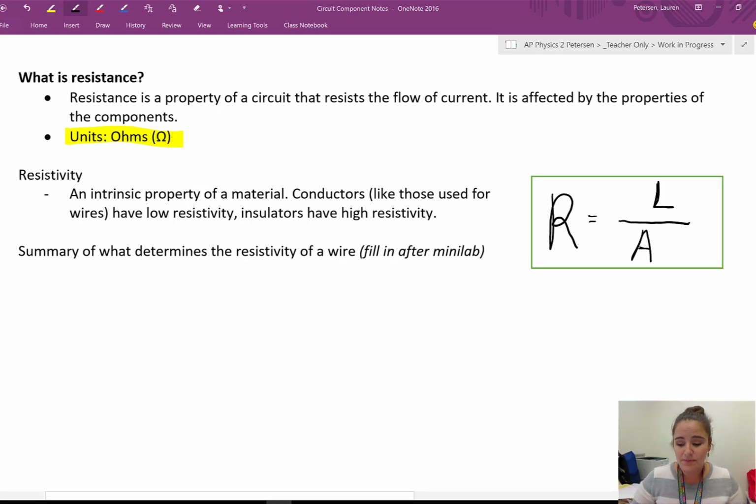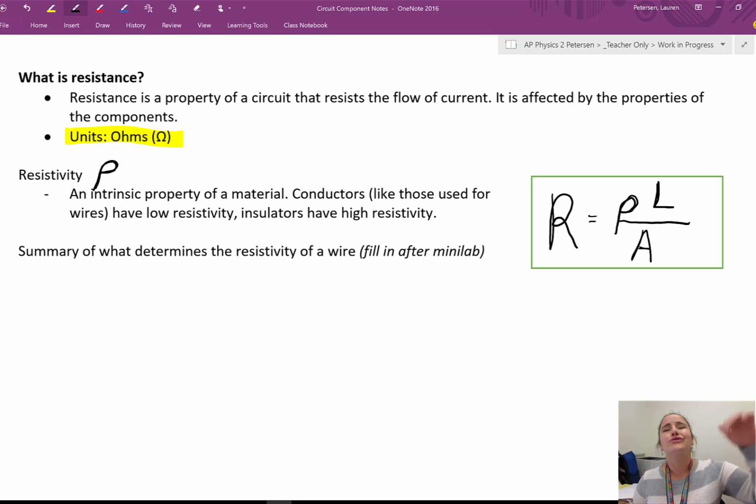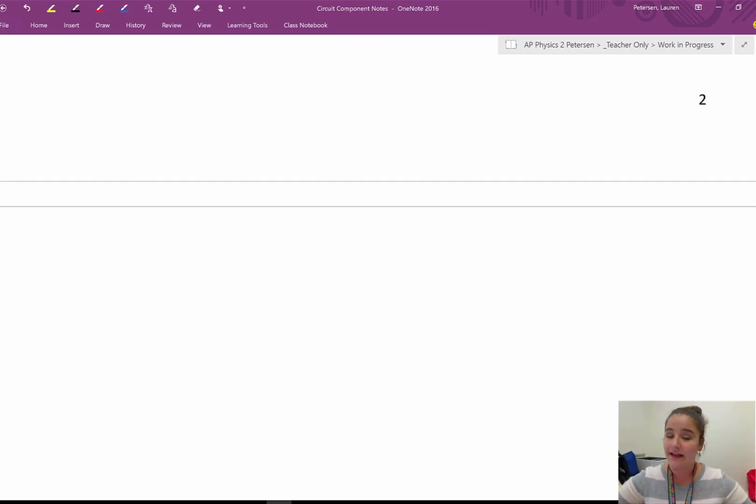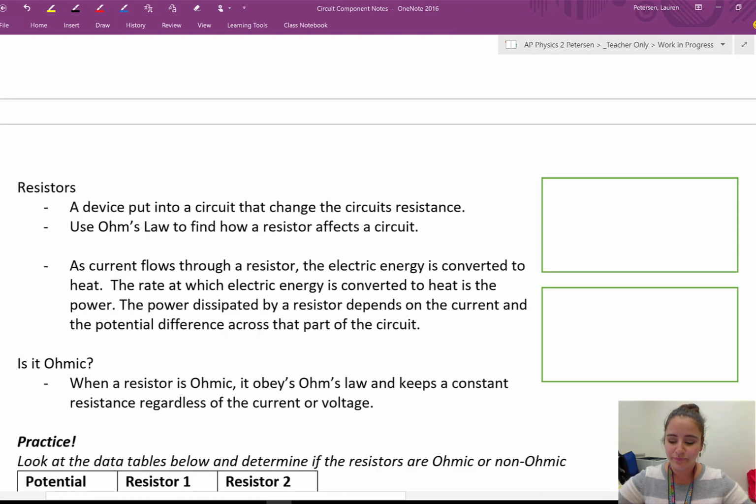And now it also depends on something called resistivity, okay? Resistivity, which we use the variable rho for, it looks like an italicized P, is an intrinsic property of different materials. Conductors, like copper that we use for wire, have super low resistivity, while insulators have high resistivity. Okay? There's a really cool mini lab you can do where you find the resistivity of Play-Doh. I highly recommend it. And we already did it in class if you are in my AP Physics 2 class.